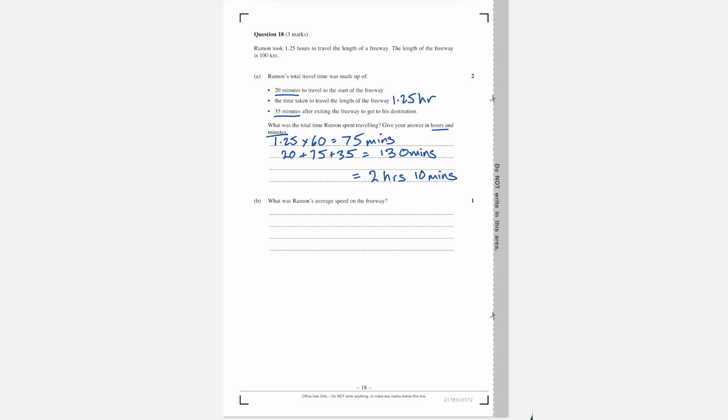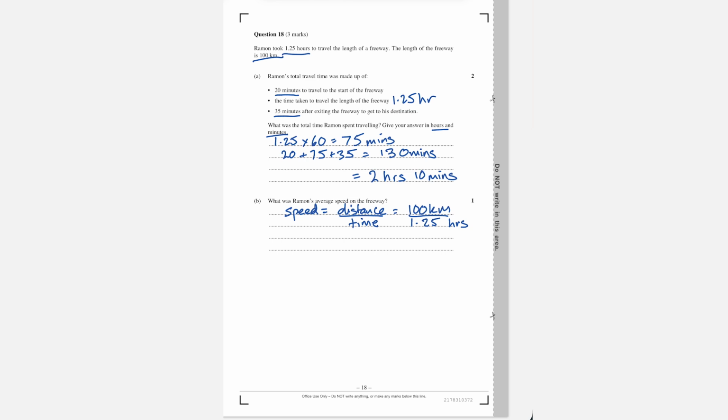What was Ramon's average speed on the freeway? So we know that speed is equal to distance over time. And we know that the distance of the freeway is 100 kilometers, so we can write 100 kilometers here. And the time it took him to travel that distance was 1.25 hours. 1.25. I'm going to write in the kilometers and the hours here.